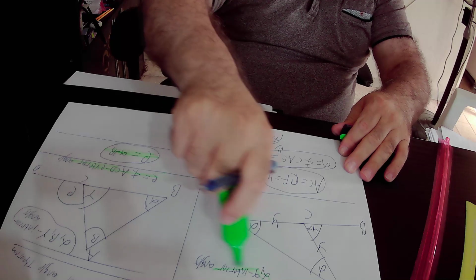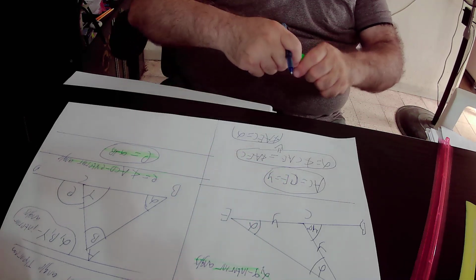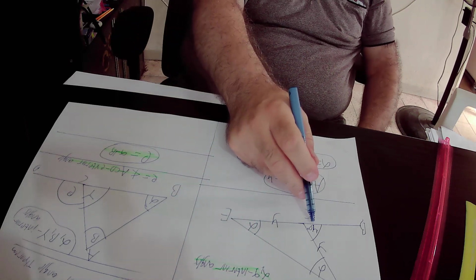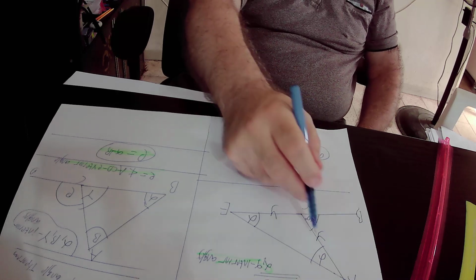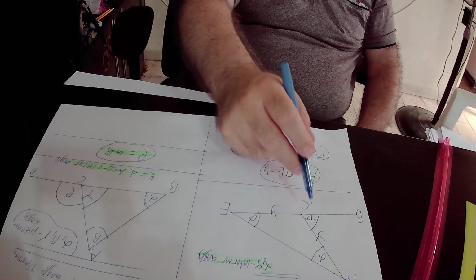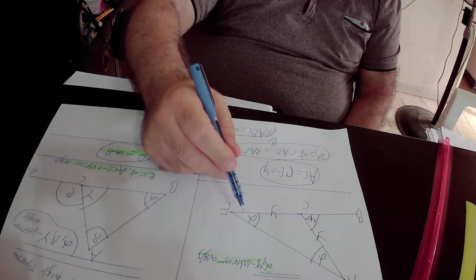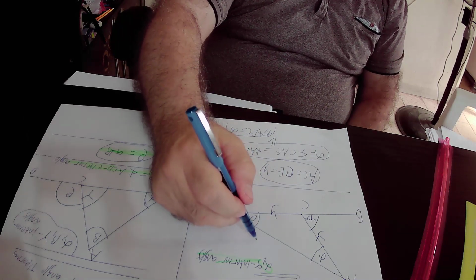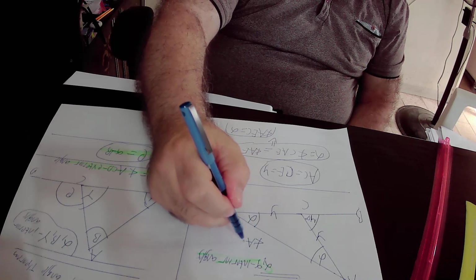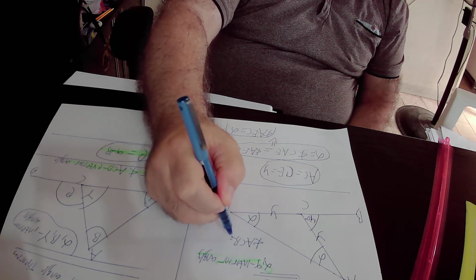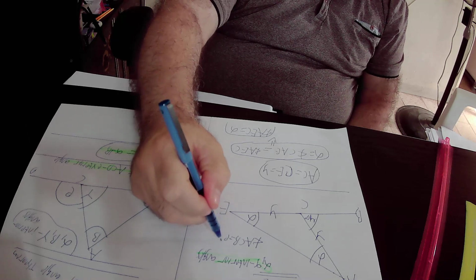While this angle ACB is defined as an exterior angle. I will write it down. Angle ACB is defined as an exterior angle.